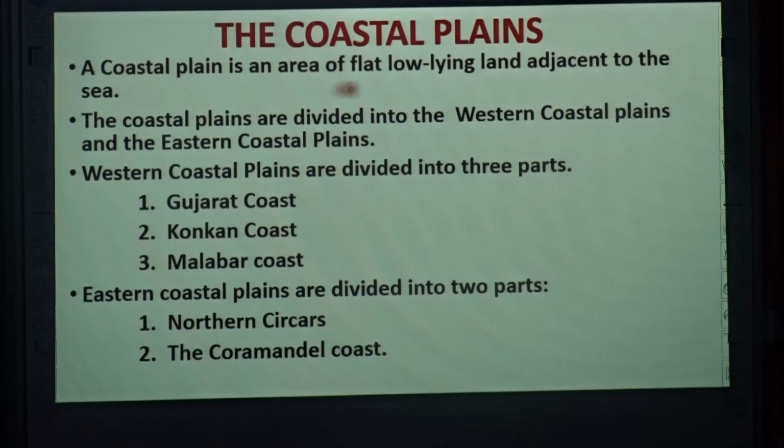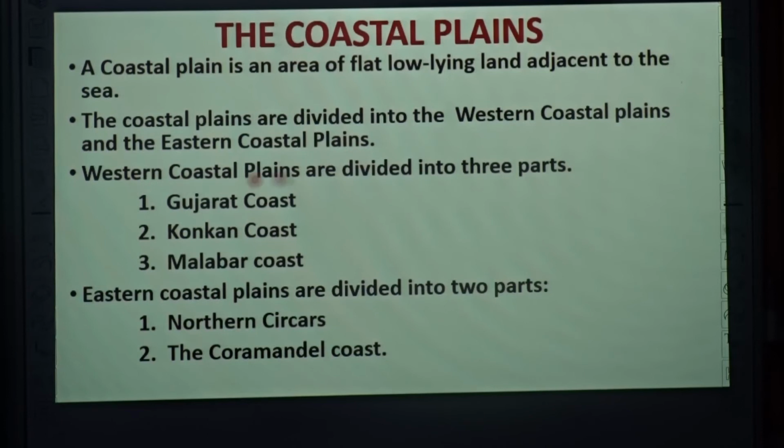So this is what we studied in the coastal plains. Yes, children? So I repeat it again. A coastal plain is an area of flat land which is adjacent to the sea. The flat area near the sea is called a coastal plain, and the coastal plains are divided into western coastal plains and the eastern coastal plains.